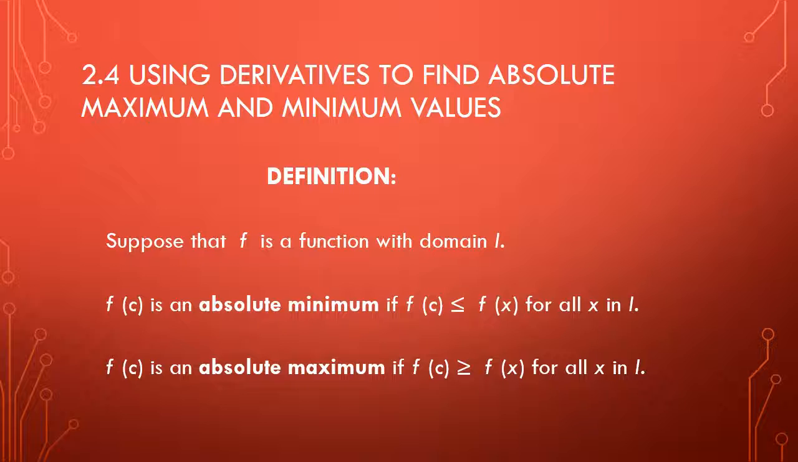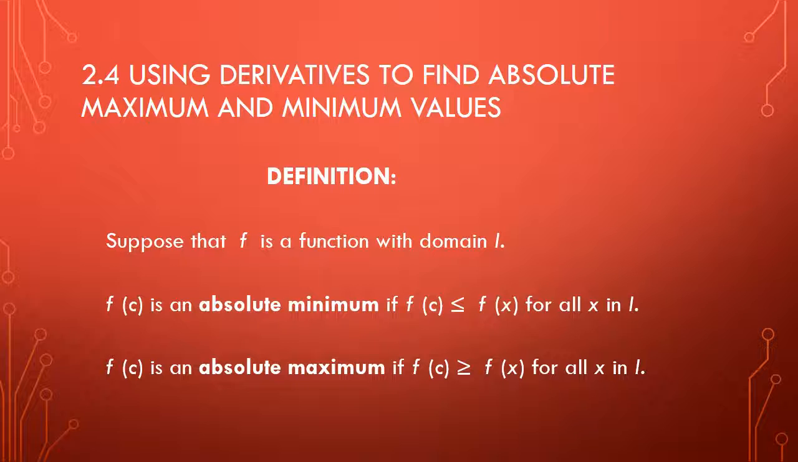Now, you can have more than one if they're on the same level, at the same y value. The value itself, the y value, is the minimum. The x is just the location. An absolute maximum, by the same token, is the absolute highest point, the highest y value belonging to that function.